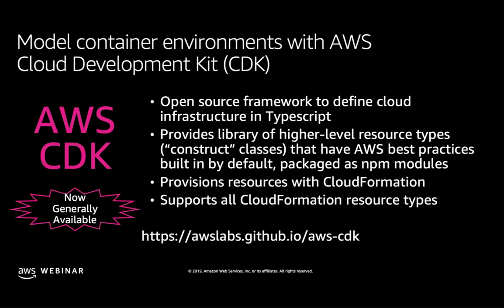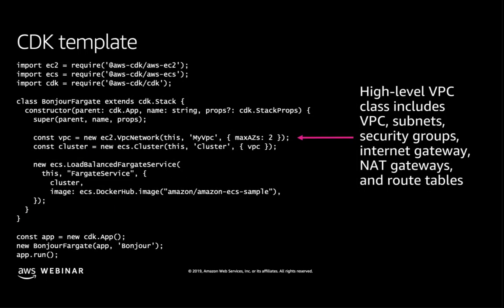So let's take a look at what a CDK template looks like. So in this example, we are defining a VPC. So normally when we define a VPC, we have to think about things like subnets, security groups, internet gateways, NAT gateways, NACLs, route tables. So in this example, we're just using the built-in higher level class. And so this one line of code will define all that stuff for you according to AWS best practices.